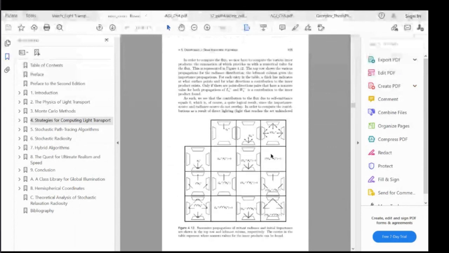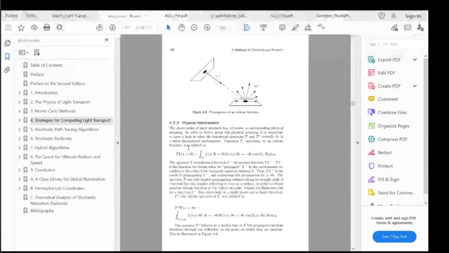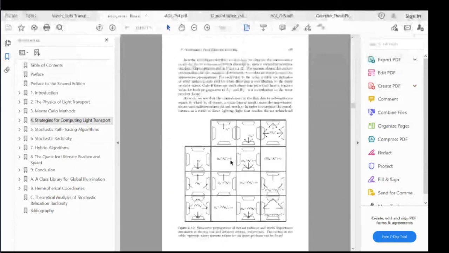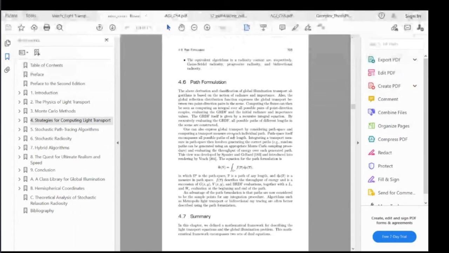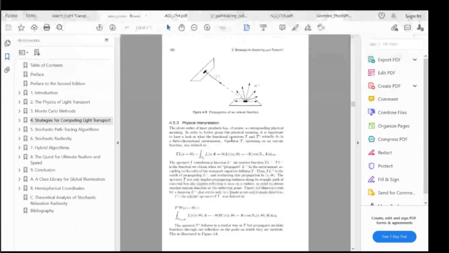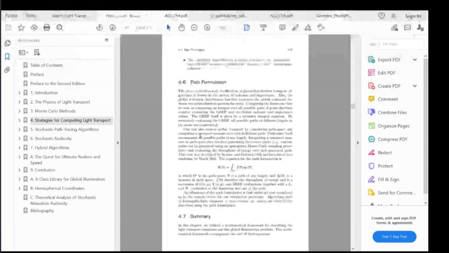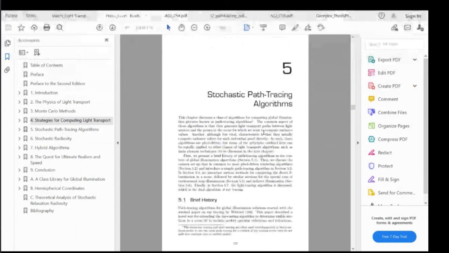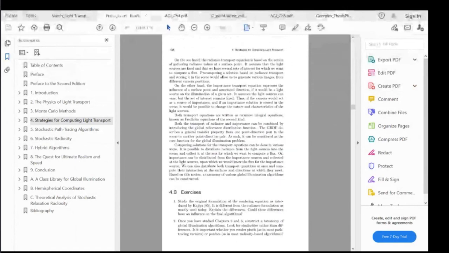Don't look at that part there. Their figures are misleading, and the interpretation they give here, that part is not nice in the book, the physical interpretation that goes all the way to taxonomy. Forget about the path formulation. We won't care about that, at least until we get to Metropolis light transport. Questions? I think this concludes it.